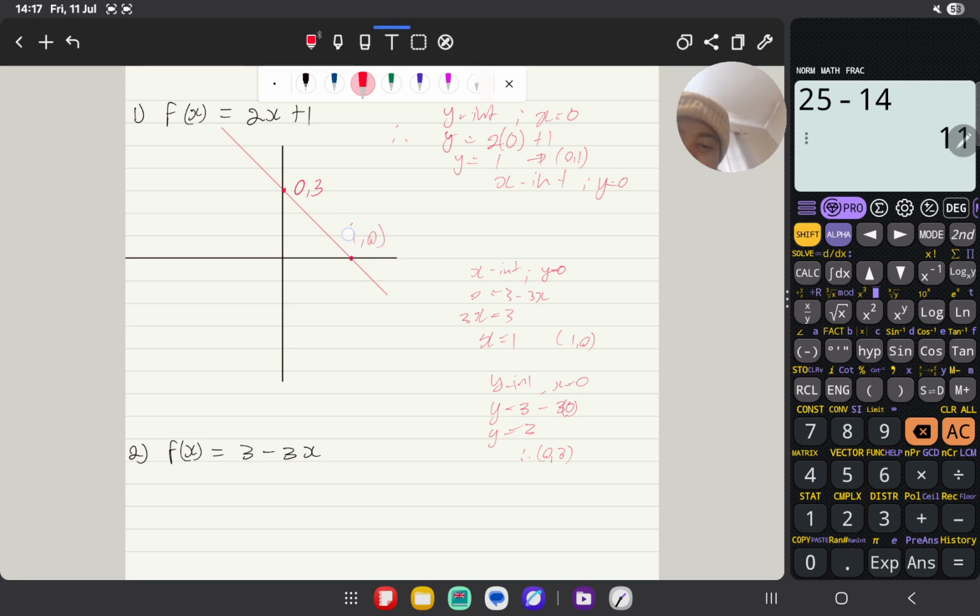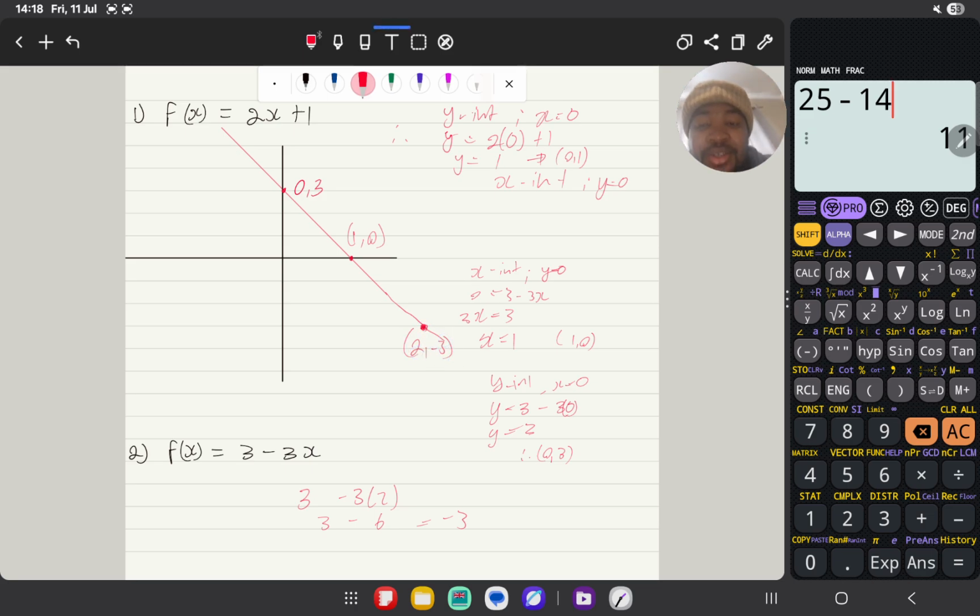And I can substitute other points, say maybe I substitute 2. So I have 3 minus 3 times 2, that's 3 minus 6, which is minus 3. So then here I have 2 and minus 3.